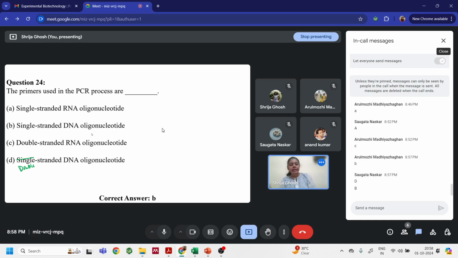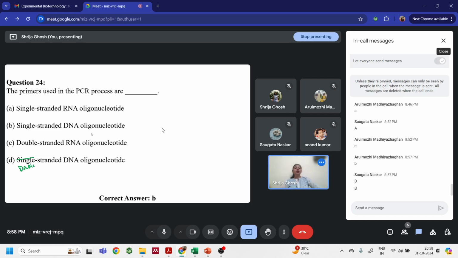So this brings us to the end of this session. Do you have any doubt regarding PCR? It's a very important technique. We use it to amplify any gene of interest, to either use it for further experiments, for cloning experiments, or to detect whether a particular gene or fragment of DNA is present or not.